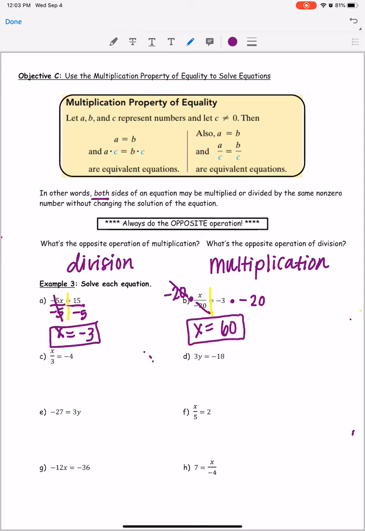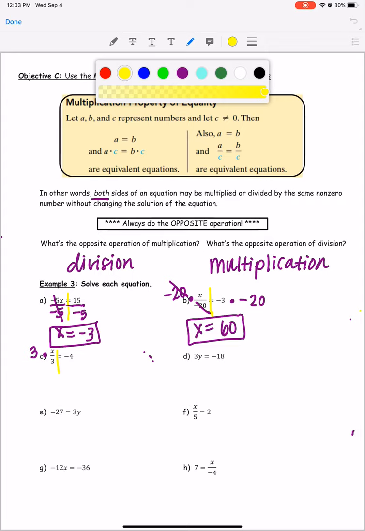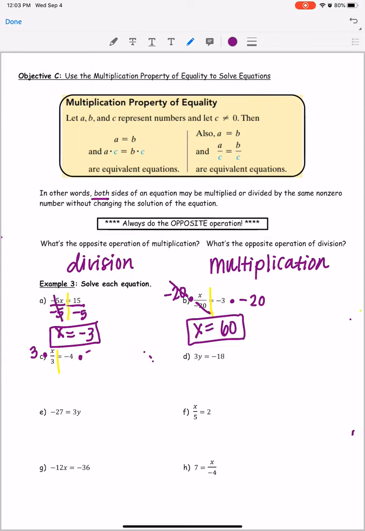Okay, same thing on C. What is going on between x and that 3? This bar right here tells me they're being divided. The opposite of dividing by 3 is to multiply by 3. And what I do to one side of this equation, I'm going to do to the other side. So I'm also going to multiply this side by 3. If you multiply the left by 3, you got to multiply the right by 3. So your 3's cancel. We're left with x equals, and negative 4 times 3, different signs. So that's negative, and 4 times 3 is 12.